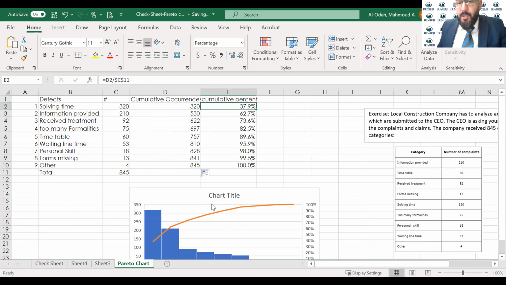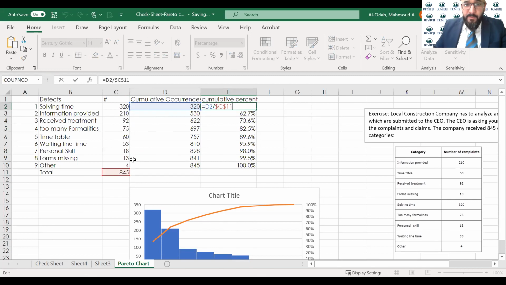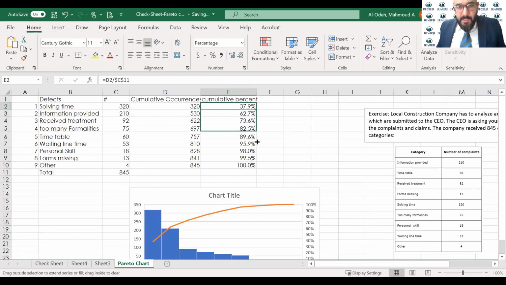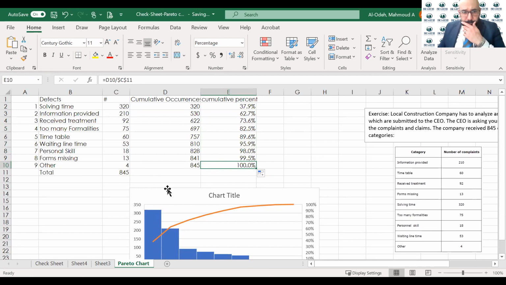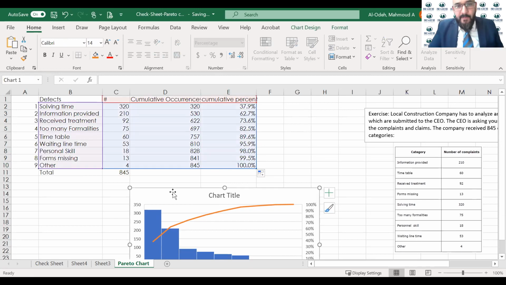The next step is to find the cumulative percentage. In order to find the cumulative percentage, you divide the cumulative occurrences by the total, 845. So we say 320 divided by 845. What I did here is use this one divided by 845, which is in C11, and I locked the cell to use the number in this cell again and again. Once I developed this, I dragged it all the way down to have the complete numbers. So now I have all the percentages.